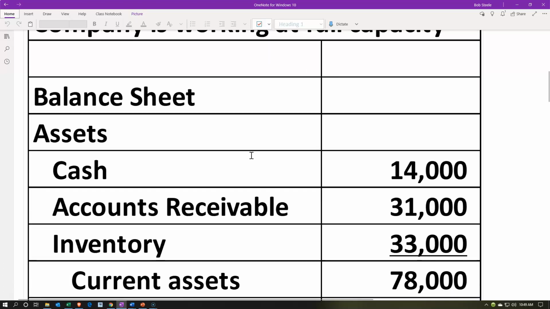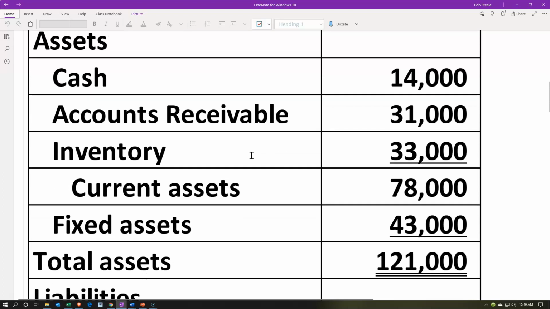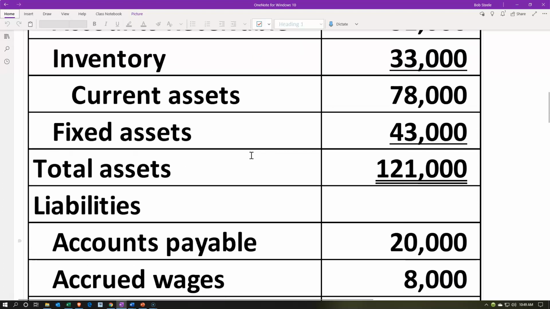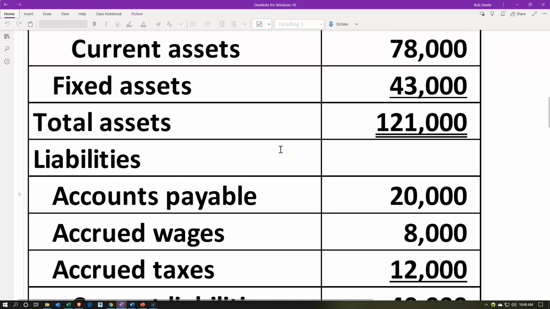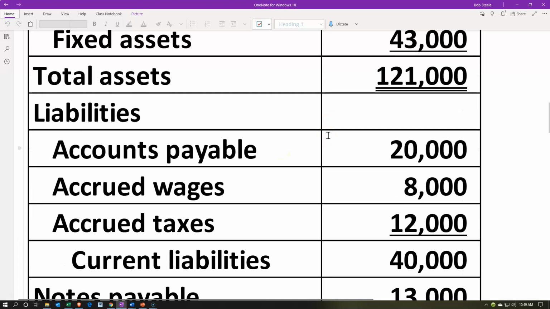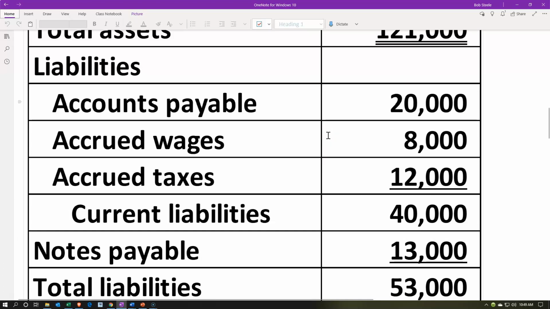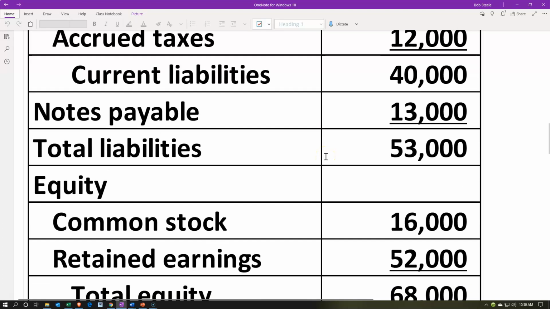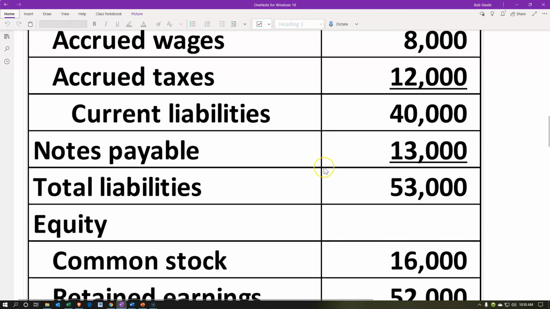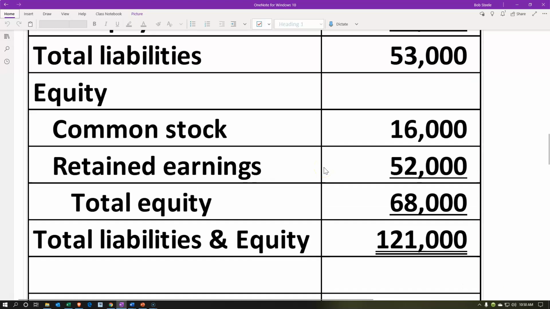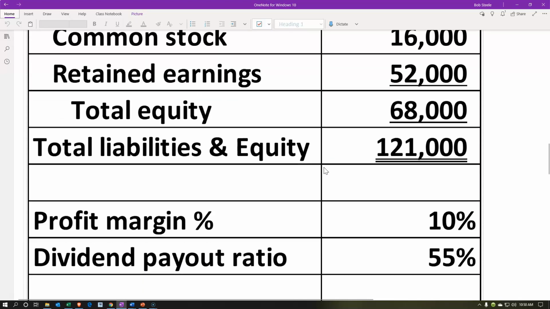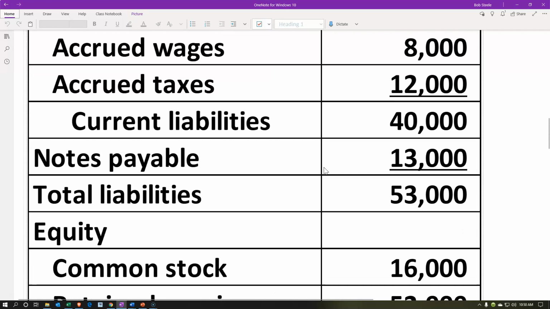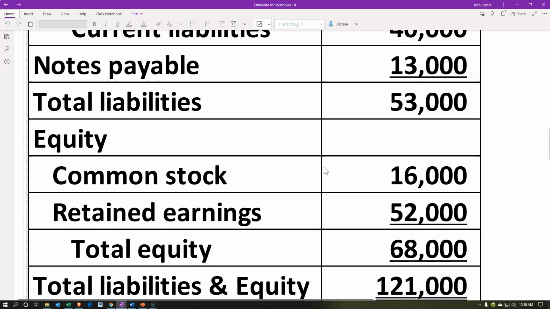So then we have the balance sheet. On the balance sheet, we have the cash, accounts receivable, inventory, current assets. Then we have the fixed assets at the 43,000, total assets at the 121,000. Liabilities: accounts payable, accrued wages, accrued taxes, current liabilities at the 40,000, and then the note payable at the 13,000, total liabilities at the 53,000. And then we have equity. We have the common stock, the retained earnings, total equity, and then the liabilities and equity, of course, equaling what's up top in the total assets.